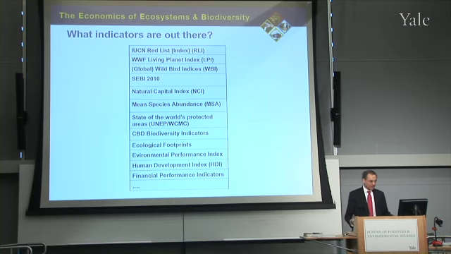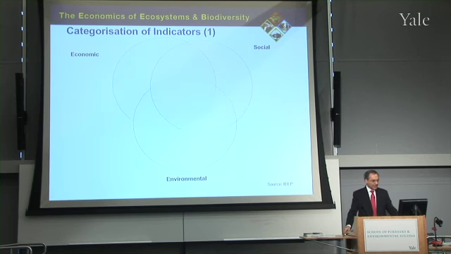So there are quite a few indicators which are considered relevant for the world of ecosystems and biodiversity. How do you make sense out of these? Well, broadly speaking, there are three ways of classifying all these indicators. So one way is to look at which space of human well-being they are impacting. Is it more on the economic side, more on the social side, or more on the environmental side?